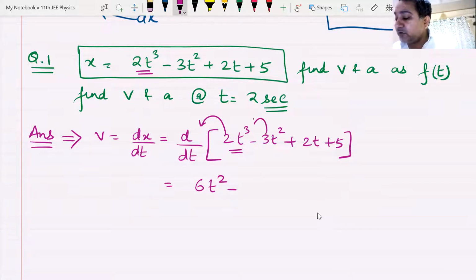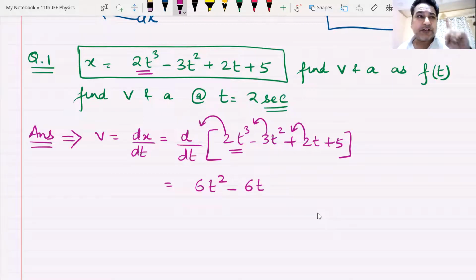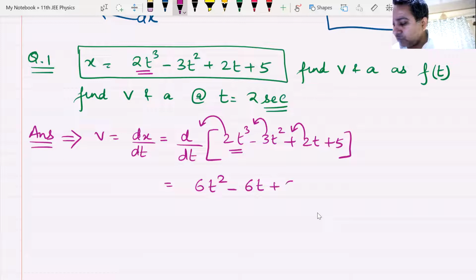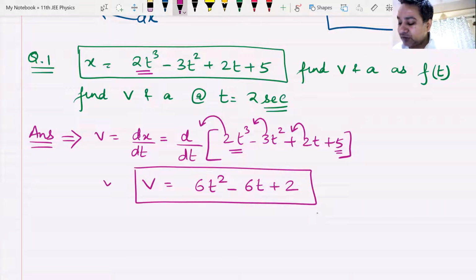Minus 3 will jump out. Derivative of t square is 2t. 2 into 3 is 6. Minus 6t. 2 will jump out. Derivative of t is 1. Plus 2. Derivative of 5 is 0. So this becomes my velocity as a function of time: 6t square minus 6t plus 2.